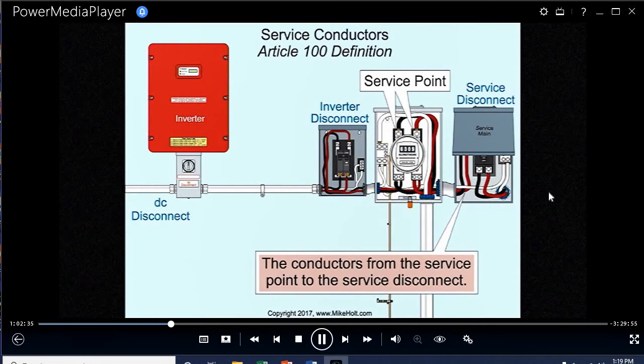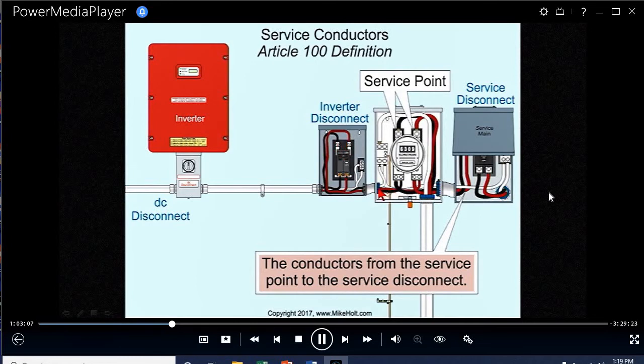Service conductors. Now, this is a real subtle point, but you've got to watch it. Listen to it. The conductors from the service point, that's where the utility is going to be. We need to make sure we add the definition of service point to the book, to the service disconnect. Now watch this. I'm making a connection here, a load side connection. This is my service disconnect. I'm doing a line side connection, 705.12(D) for solar. So this is solar, and I'm connecting it here.